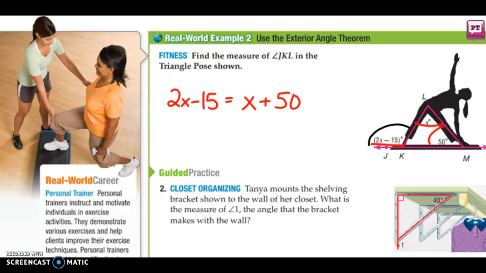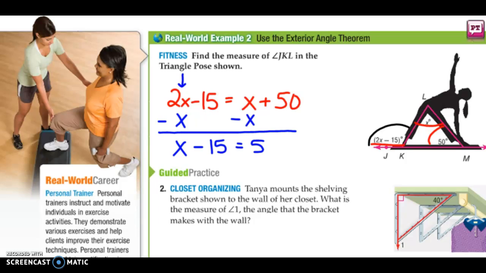Now it just becomes a straight algebra problem. Obviously there's more x's right here, so I subtract all the x's to that spot. I get x minus 15 is equal to 50. Add 15 to both sides, and you get x is equal to 65. Now, did it say find the measure of angle, or did it say to find the value of x, or did it say to find the measure of angle JKL? Well, it actually says to find the measure of JKL.